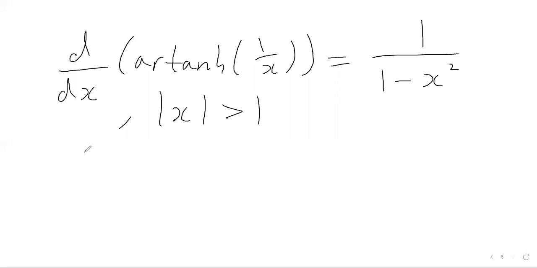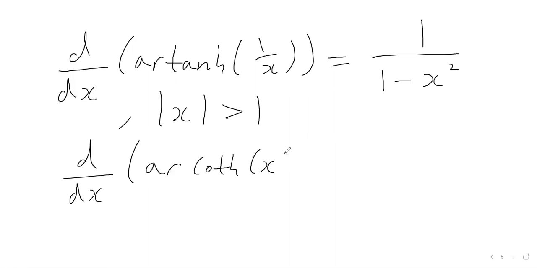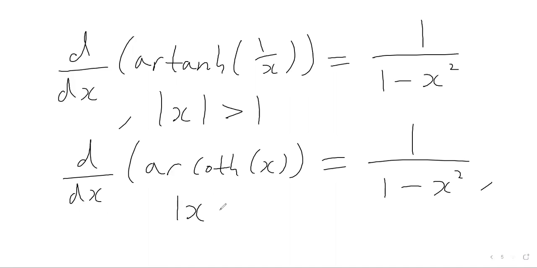Now, if you watched the previous video, we differentiated this function here. So this arcoth of x function, and we got exactly the same result. So 1 over 1 minus x squared. And the domain of that function was indeed actually the same. So the domain of this arcoth function was the modulus of x is greater than 1. And we did a little sketch of that function in the previous video yesterday.